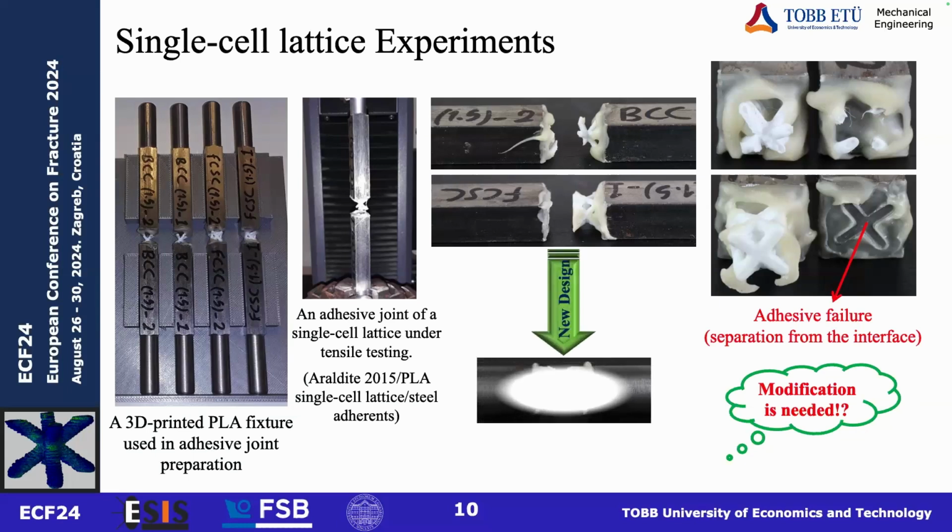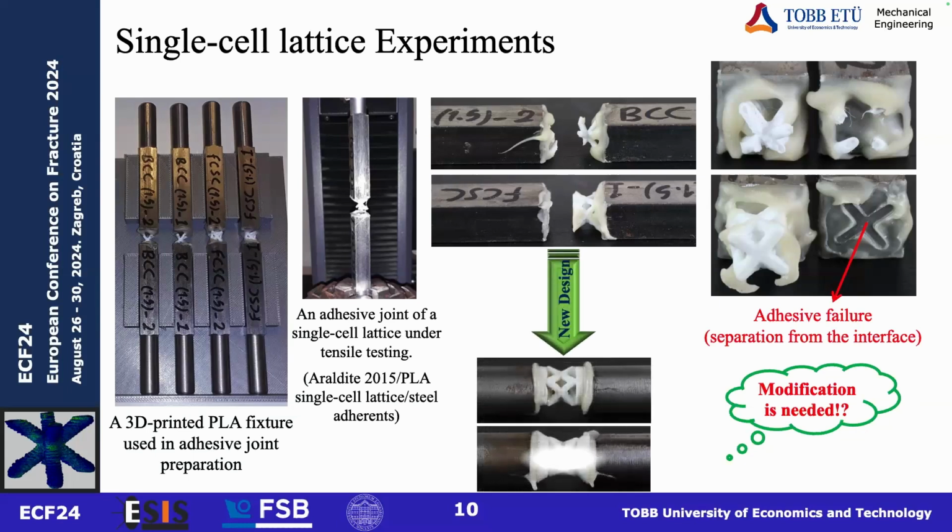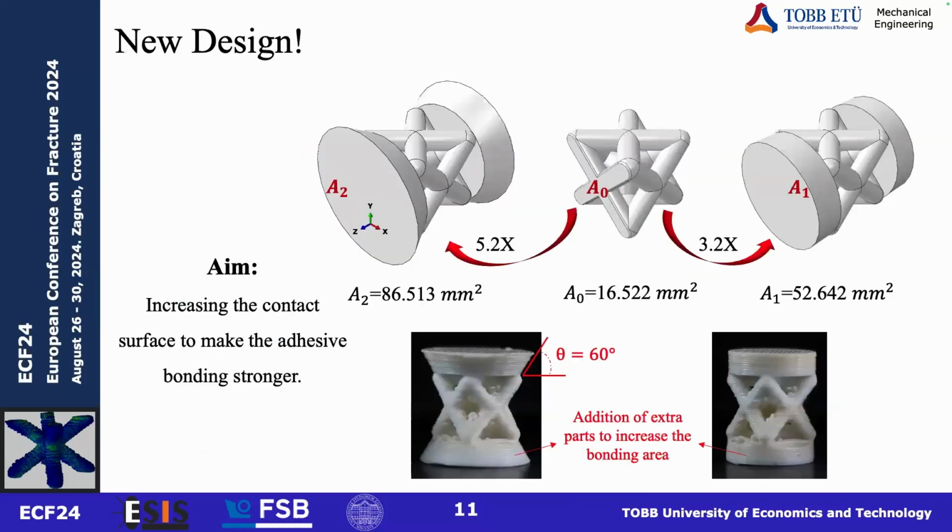Thus, we went for a new design. In the new design, the aim was increasing the contact surface, or adhesive bonding surface, to make the adhesive bonding stronger. We model these two. We create new designs with larger bonding surface, 5 times and almost 3 times. And you can see here.